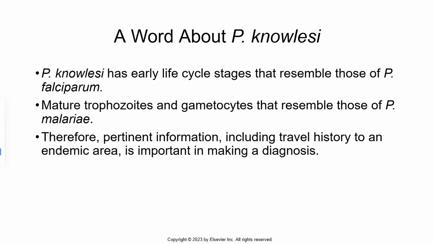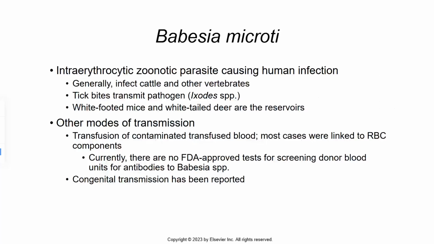So a word about P. knowlesi. Knowlesi has an early life cycle stage that resembles those of P. falciparum, and mature trophozoites and gametocytes that resemble those of P. malariae. Therefore, pertinent information, including travel history to an endemic area, is important in making a diagnosis. So that concludes Plasmodium or malaria. Now we're going to switch gears and talk about Babesia.